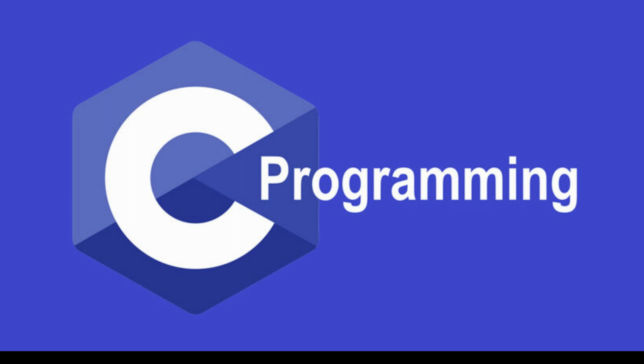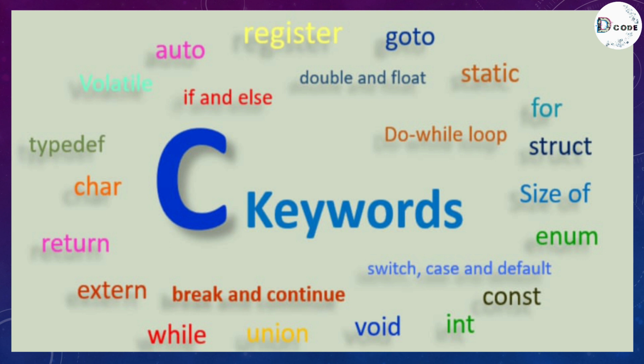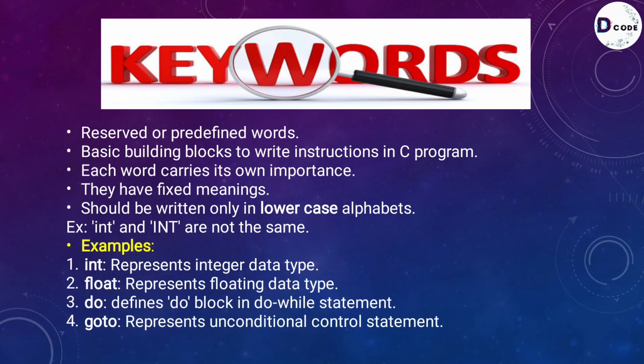In today's video, we are going to learn about keywords and identifiers. Keywords are reserved and predefined words that have special meaning in C language. These are basic building blocks to write instructions in a C program. Each keyword carries its own importance.